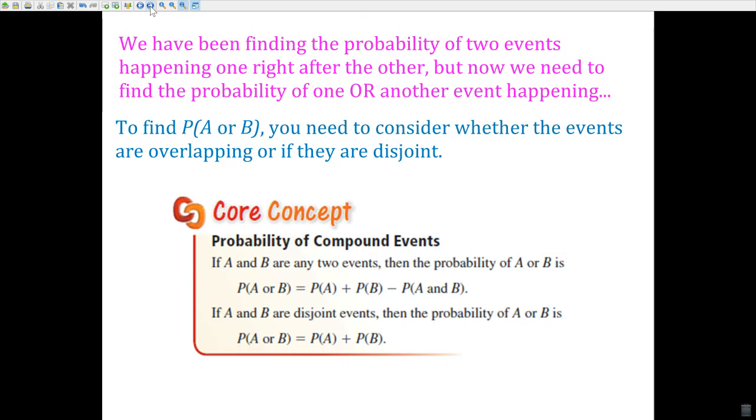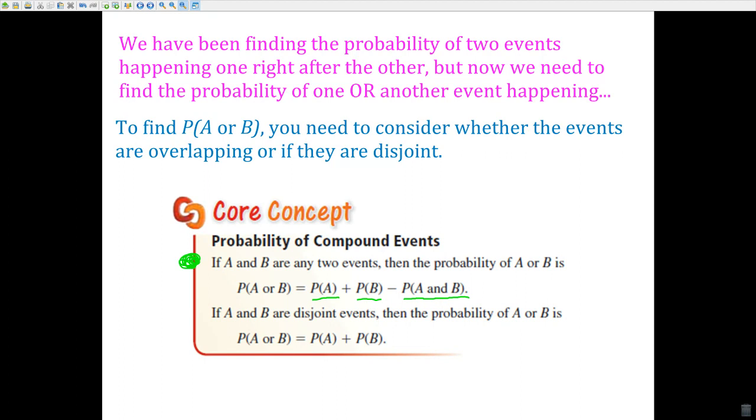We have been finding the probability of 2 events happening one right after the other, but now we need to find the probability of one or the other event happening. To find the probability of A or B, you need to consider whether the events are overlapping or if they are disjoint. Okay, so here are 2 options. One, they might not be disjoint, and you'll use this first equation. You'll use the probability of A, add the probability of B, and then subtract the probability of A and B happening at the same time.